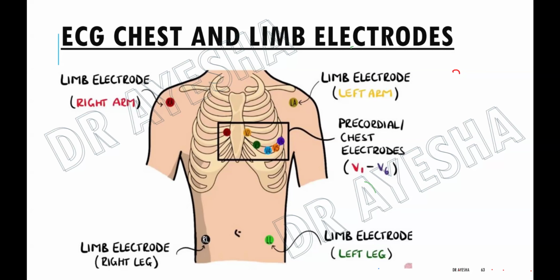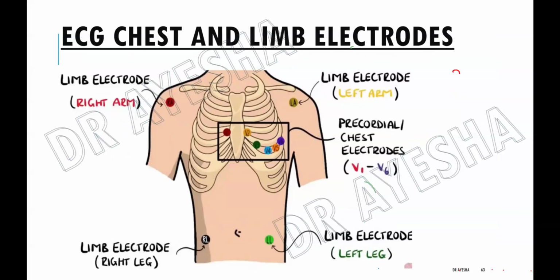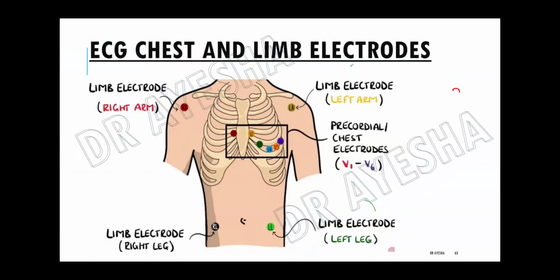So let's start. When we are reading the ECG paper, we have two types of electrodes. One we call the precordial chest electrodes, also called the chest leads because they are applied on the chest. You can see over here that this is your sternum. V1 is applied on the right side of the sternum, while V2 to V6 are all applied on the left side of the chest. This is called the precordial chest leads.